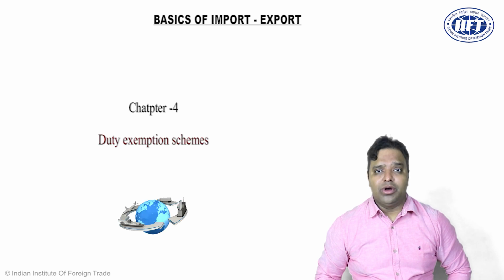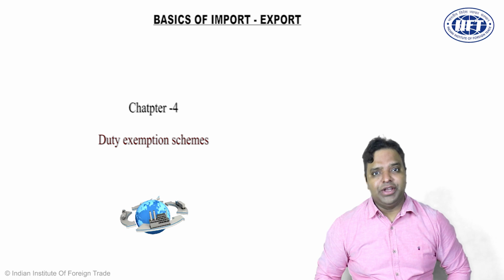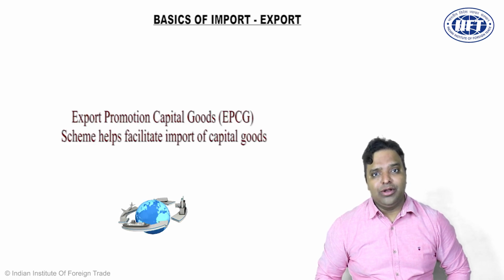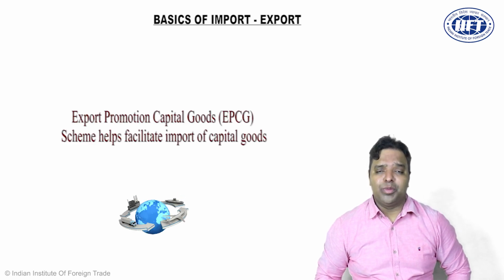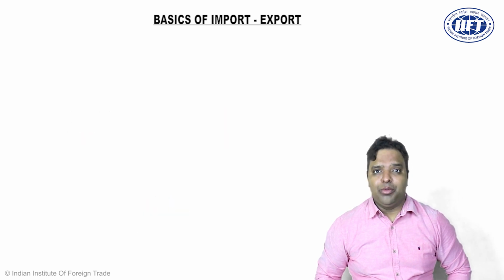Chapter 4 was a duty exemption scheme named as advance authorization, its various variants, wherein an exporter is allowed to import duty-free material provided that material is consumed in the manufacture of exported product. Similarly, for capital goods, we have this export promotion capital goods scheme, under which a capital good can be imported provided it is used for manufacture of an export product over a period of 6 years.